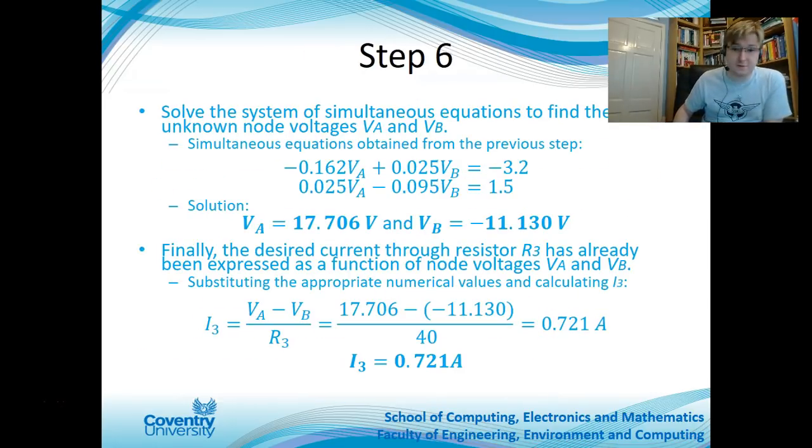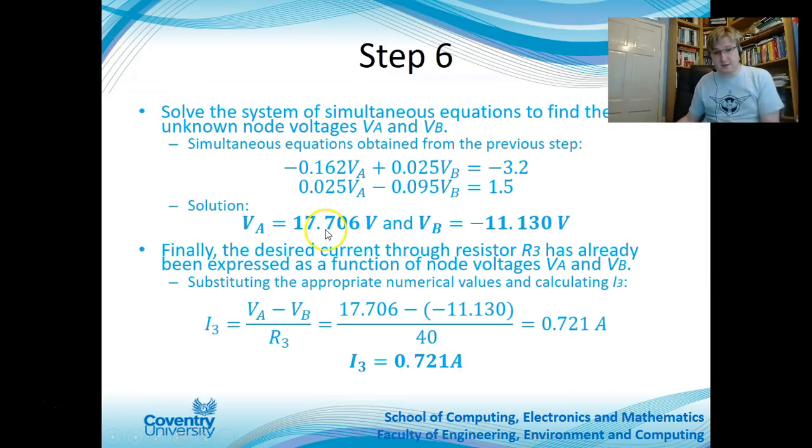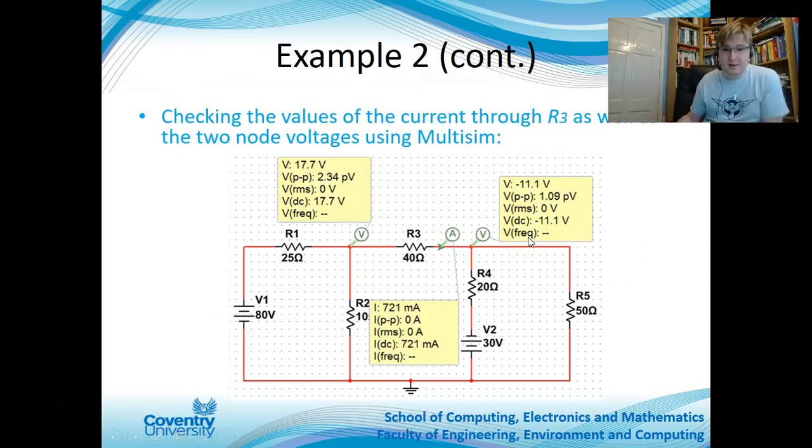In addition to using Wolfram Alpha or MATLAB to check your calculations, you can use Multisim as well. So here we've checked two points. We've got 17.7 volts and minus 11.1 volts, which matches the values we got here and here. And again, we've plugged an ammeter probe in here to give us 721 milliamps for the current through R3. So that's just proving that the maths is correct.